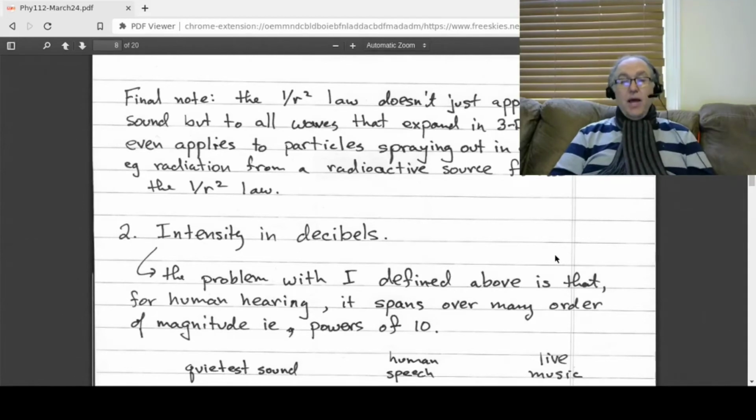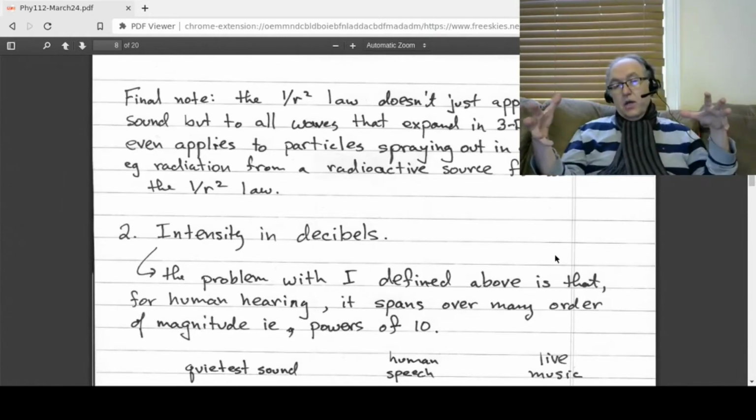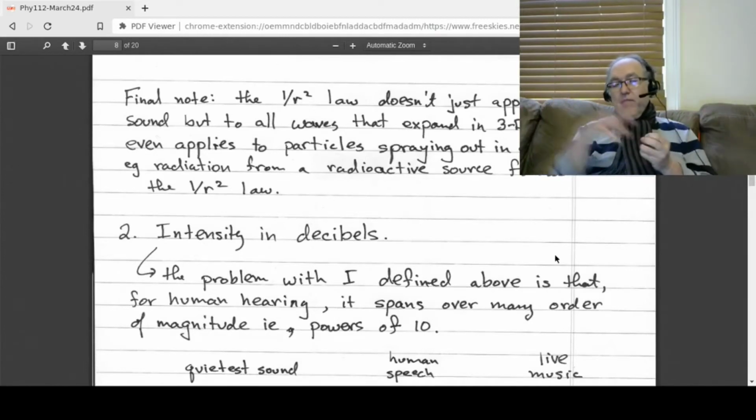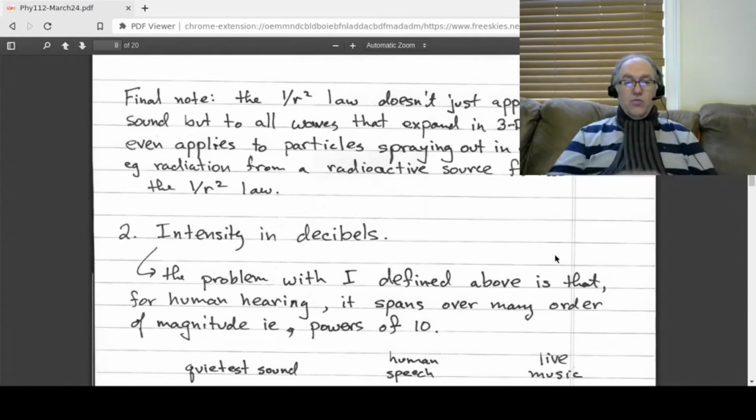It actually even applies to particles. Like radiation, like radiation therapy that you might have in a hospital, radiation is just particles. They're like little alpha particles or beta particles. These things just go flying off in every direction. When radiation occurs, the particles just fly off in all directions randomly. So it's not like they're all flying off to the right or to the left. They'll all just spray out uniformly in all directions.